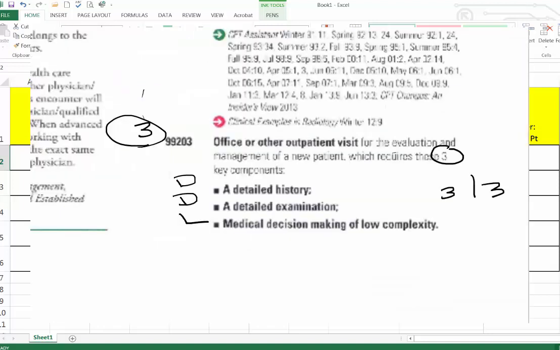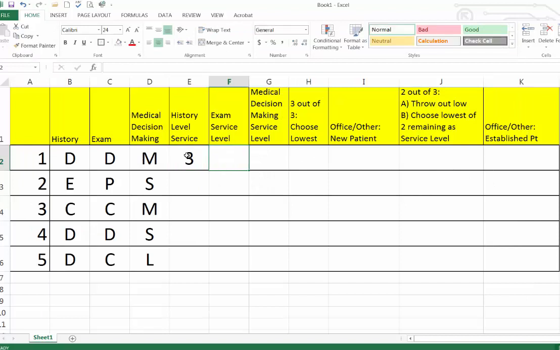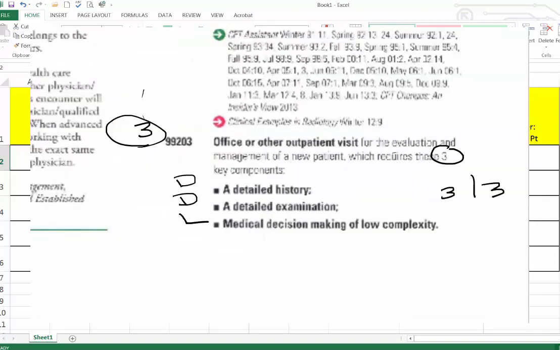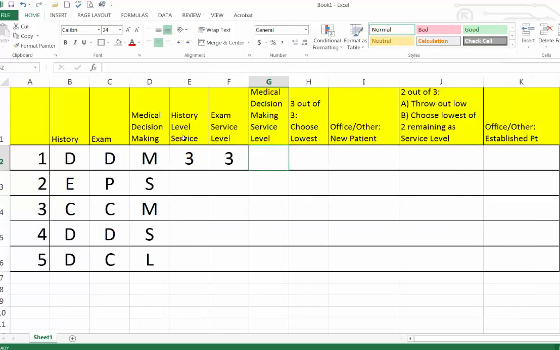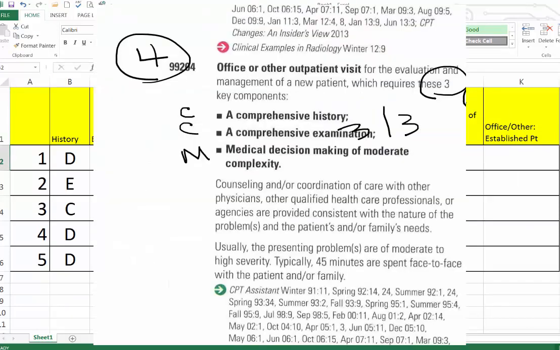DDM. Okay, so D, under new patient in the office, that is a service level 3. So I'm going to write a 3. Then next to it, the D, that is also a service level 3. So I'm going to write the 3. Now the M, under new patient in the office, moderate decision making, is a service level 4. So I'm going to write 4 there.